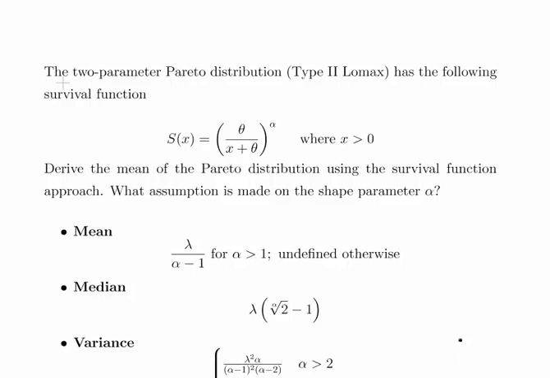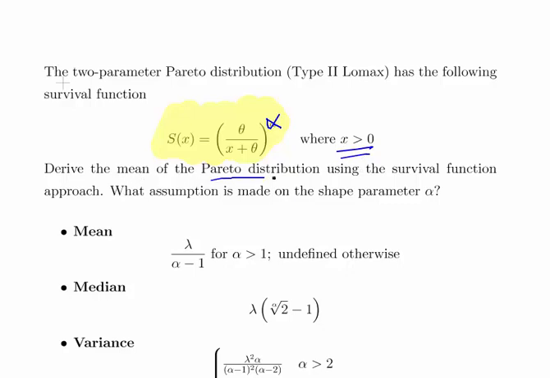Okay, in this presentation we're going to look at the Pareto distribution. In particular, we're looking at the type 2 distribution, which is also known as the Lomax distribution. The two-parameter Pareto distribution, type 2 Lomax, has the following survival function: S of x equals theta divided by x plus theta, all to the power of alpha, where x is greater than 0.